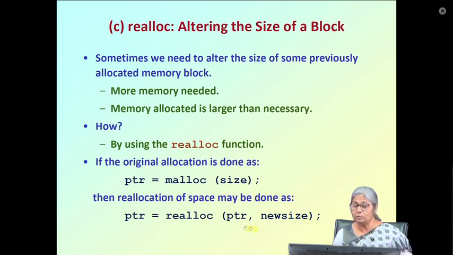See here there are two arguments, because we use the pointer that was already returned for the allocated memory, and the new size because we want to reallocate. So, that new size is given, and it will give you the reallocation. This is the syntax.